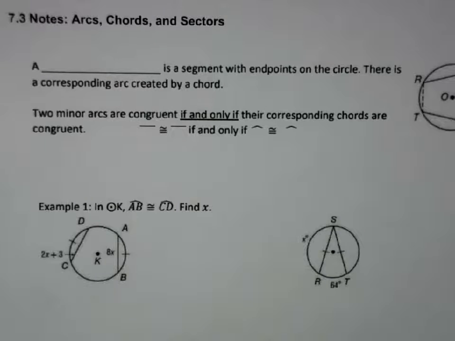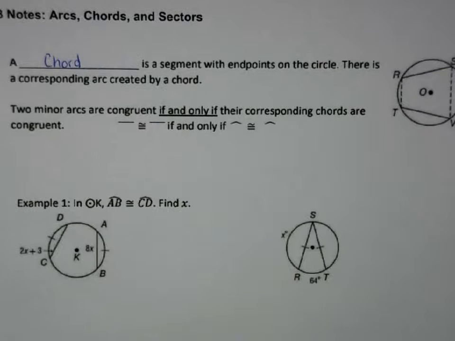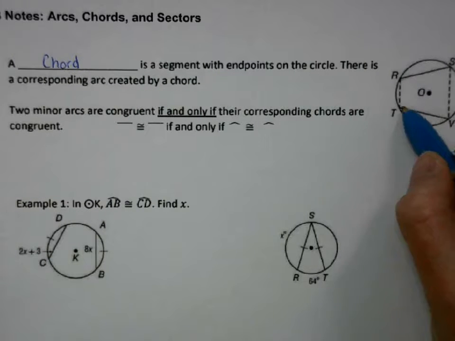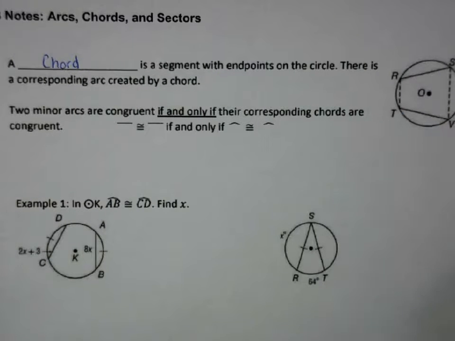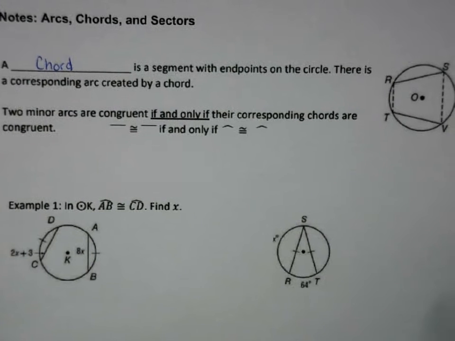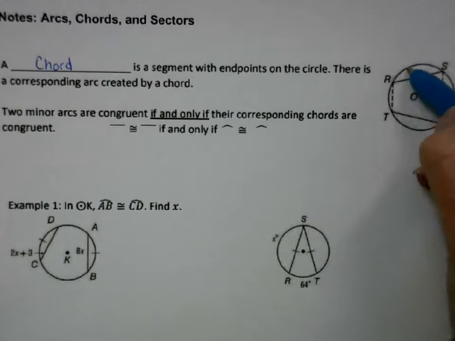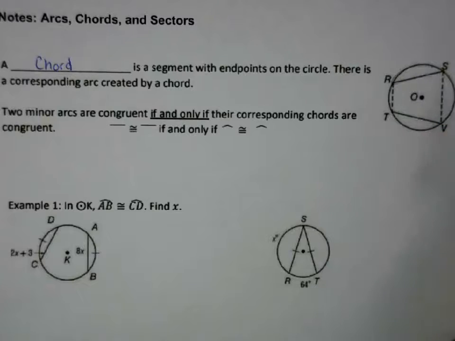Today I'm going to be talking about your 7.3 notes over arcs, chords, and sectors. A chord, we've already talked about chords, is a segment with endpoints on the circle. So this would be a chord, this would be a chord. And what this creates, we call an arc associated with this chord.